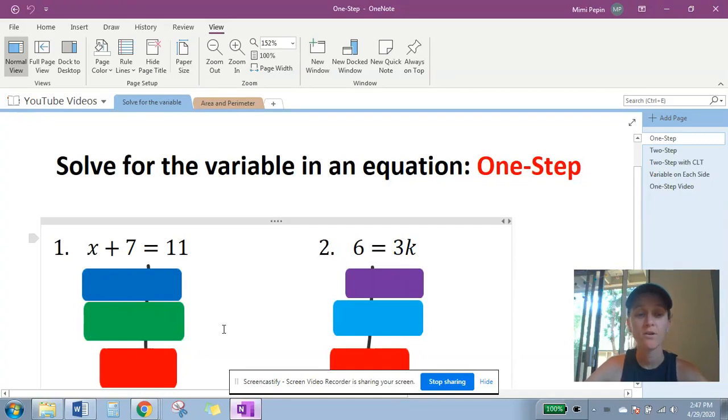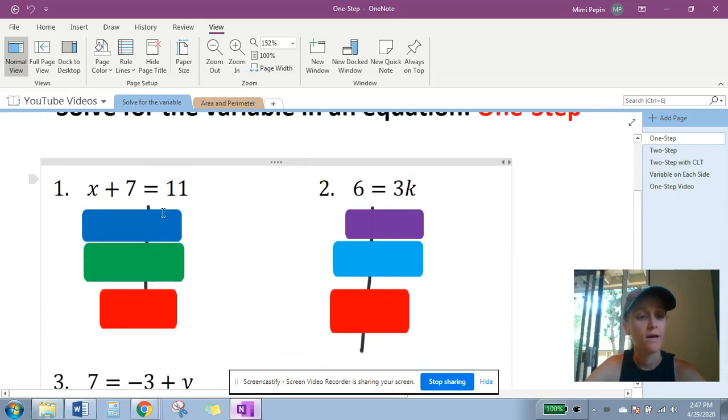Hi everyone, in this video we're working on solving for the variable in an equation, and these are going to be one-step equations, which means that you only have to do one step to get the variable by itself. Okay, so for the first problem we have x plus 7 equals 11.